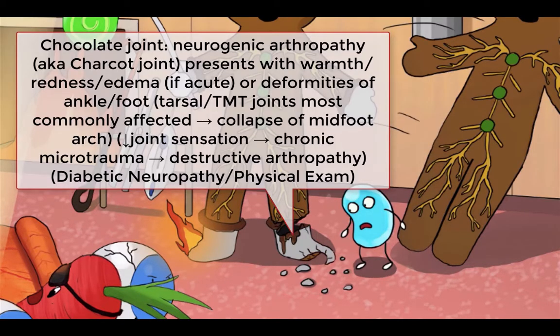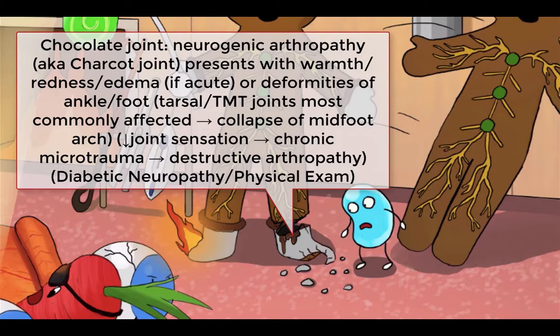Also, you see that chocolate leaking out of his foot? It's our symbol for neurogenic arthropathy, also called Charcot joint. When patients lose sensation to a weight bearing joint, microtrauma can occur over time, resulting in a progressive and destructive arthropathy. Patients may present with warmth, redness, and edema of the affected joint. Or, in more chronic presentations, abnormal bony prominences and deformities of the foot and ankle develop.